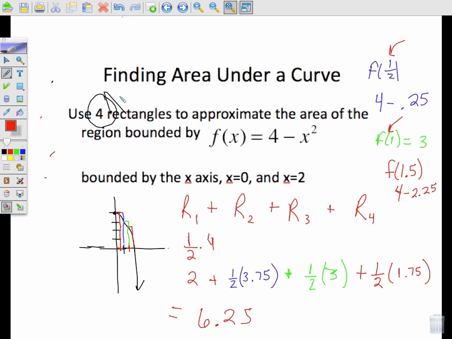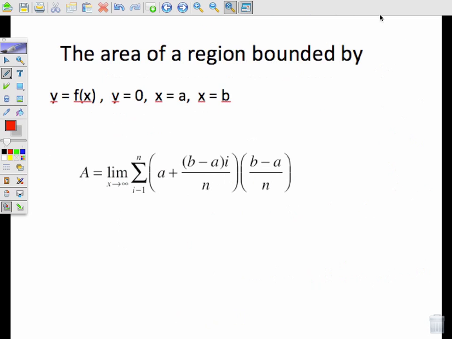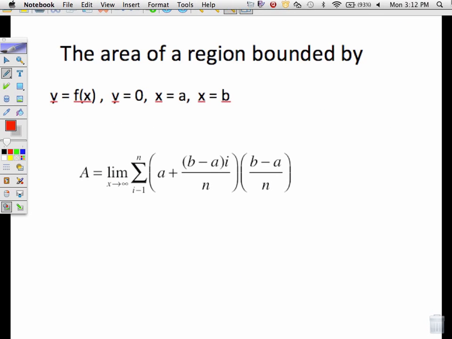All right, obviously we have better ways to do that. We want to, in fact, do it for infinitely many rectangles, so as the limit approaches, where the n value approaches infinity. We will go ahead and look at a formula for this. And here is your formula.